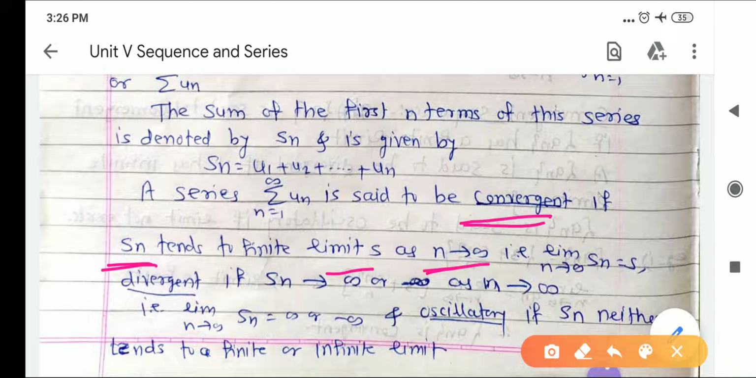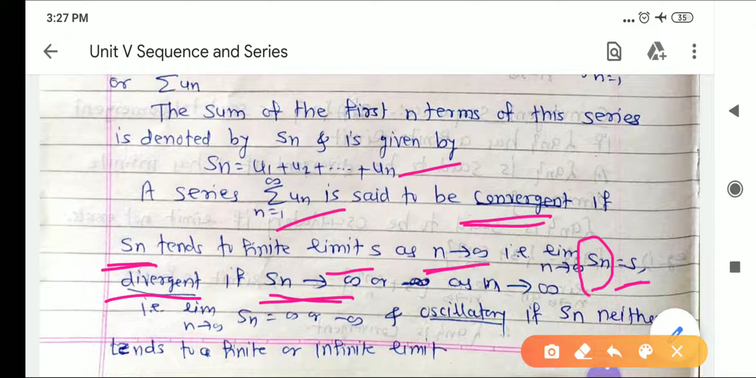Sn means the sequence of partial sums. If Sn, the sequence of partial sums of the series un, has a finite limit s, then we can say that the series un is convergent. If Sn has an infinite limit as n tends to infinity, that is, the limit of Sn is infinity, then we can say that the series is divergent.